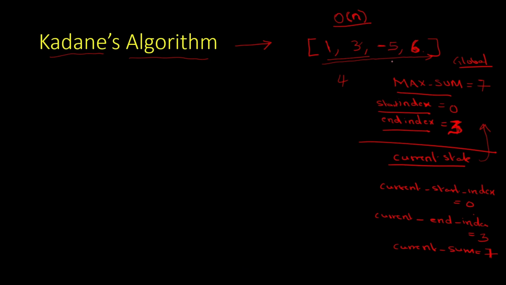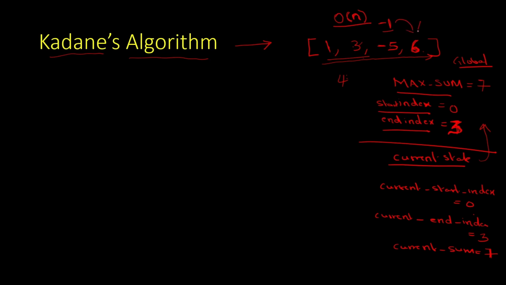What happens to our algorithm? We are initially starting from here and coming here. By the time I am here, my maximum would have been 4, but my minus 5 would have caused the current sum to be minus 1. Right? 1 plus 3 minus 5 is minus 1, and I would not have updated my maximum. It would still be 4.